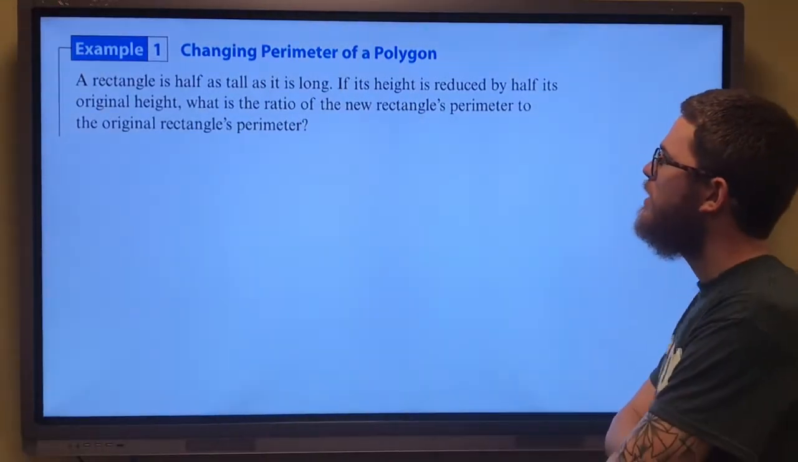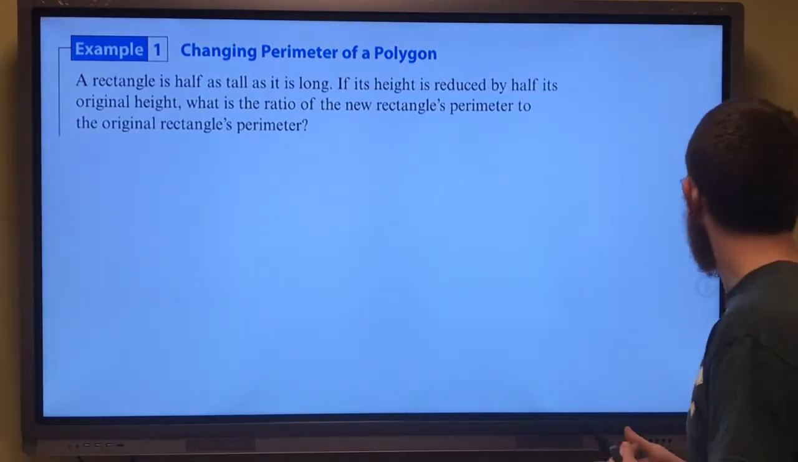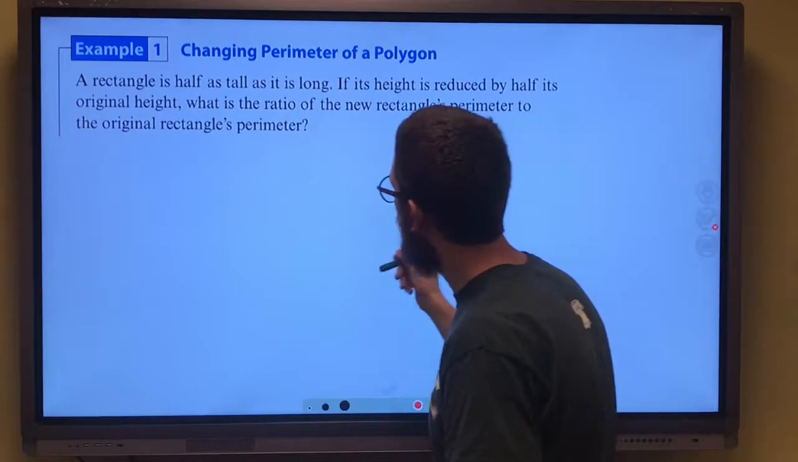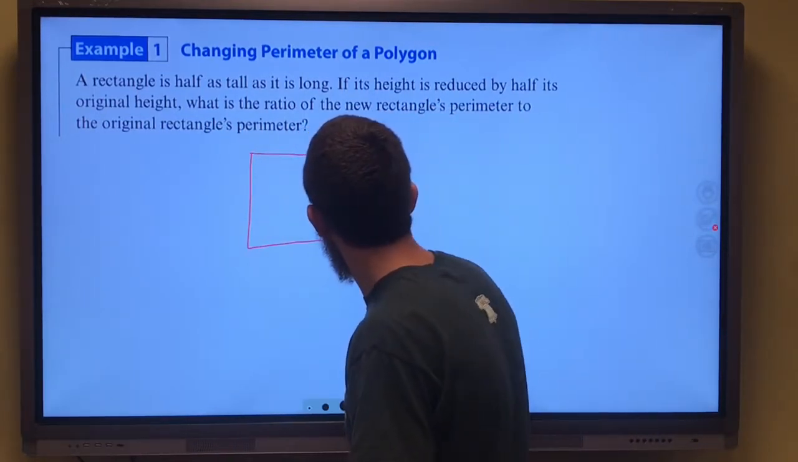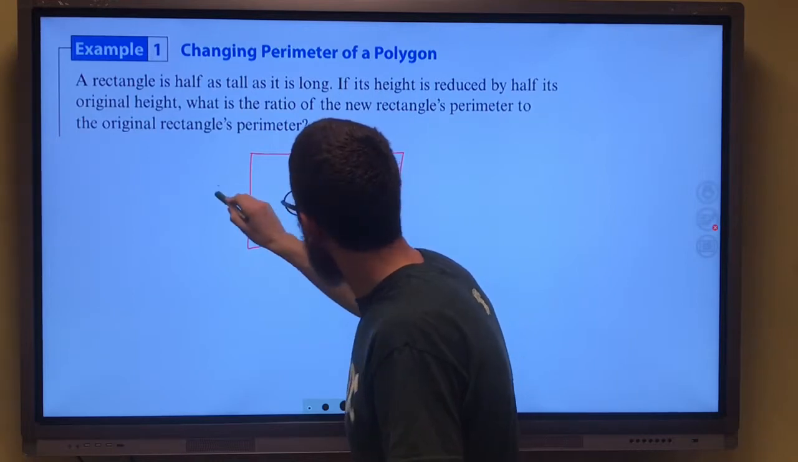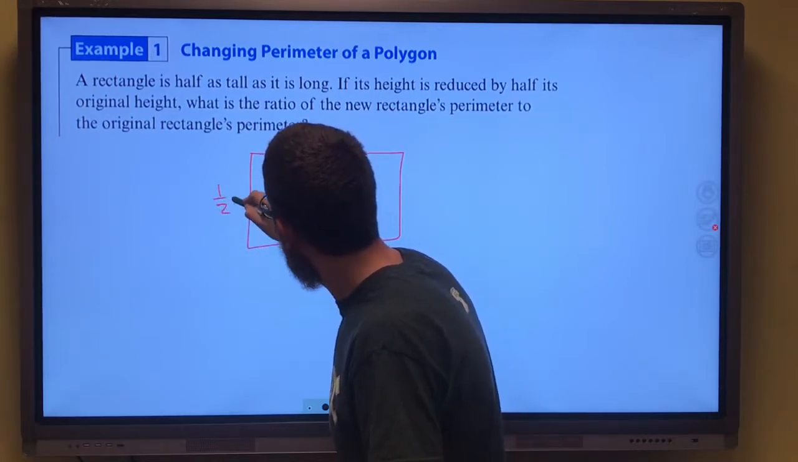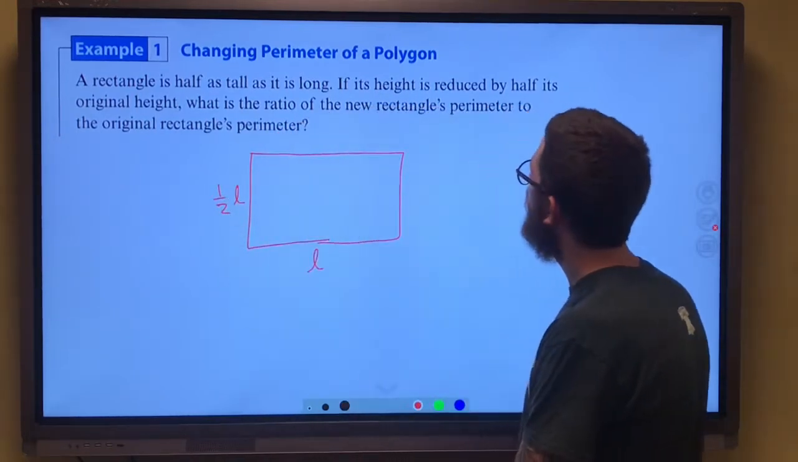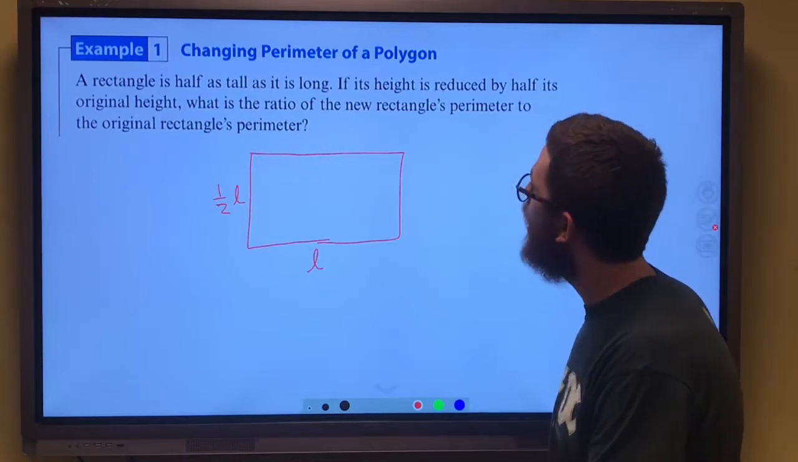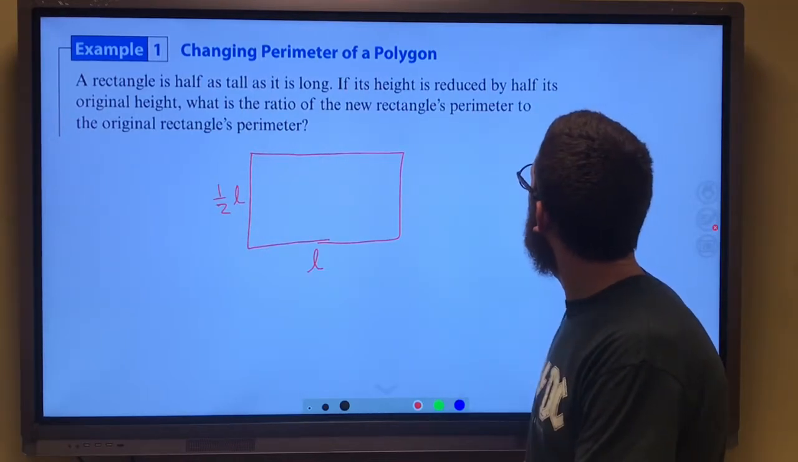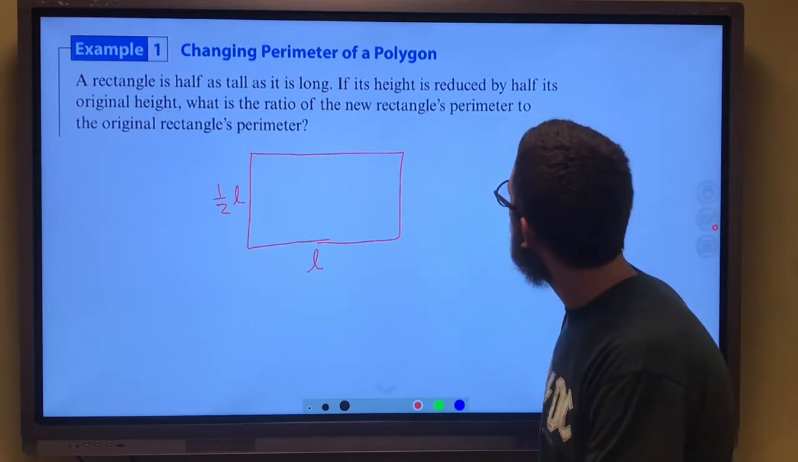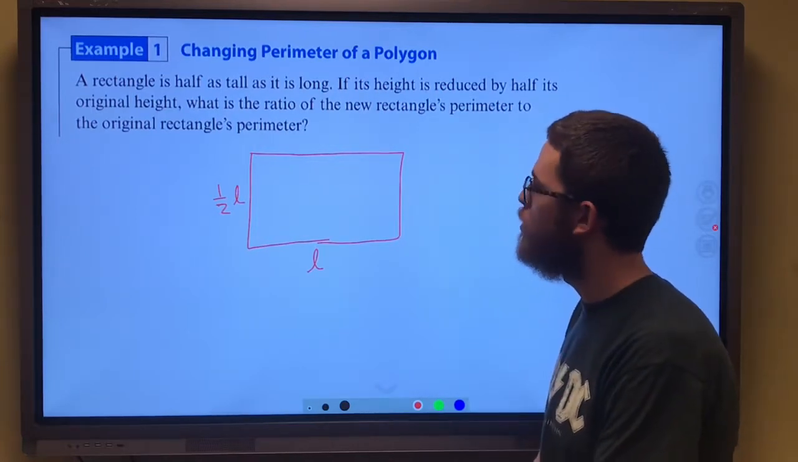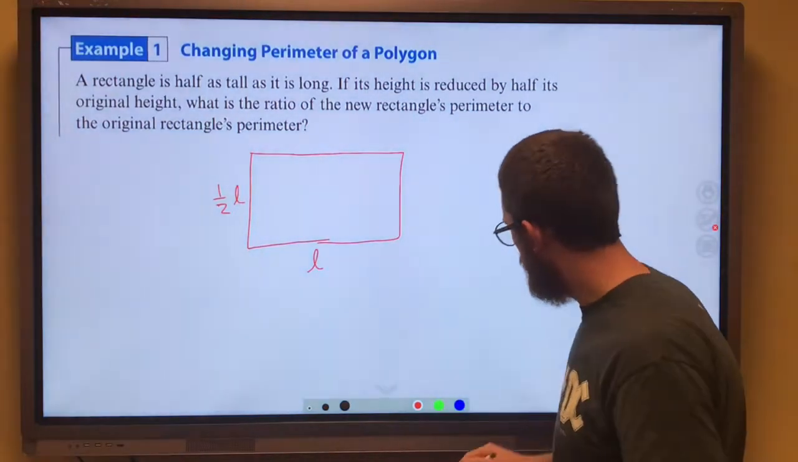It says a rectangle is half as tall as it is long. If its height is reduced by half its original height, what is the ratio of the new rectangle's perimeter to the original rectangle's perimeter?